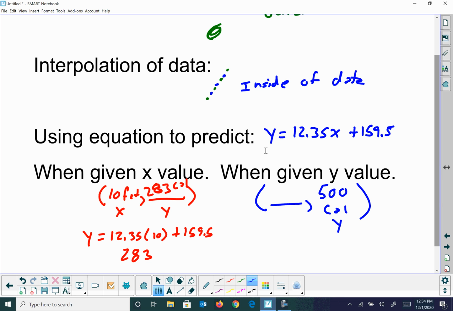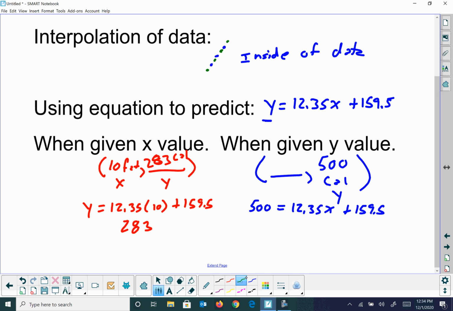So you're going to take that y value and plug it in right here. So rather than y equals, it's going to be 500 equals. We're just going to solve this as a two-step equation like we've been doing all along. It's a little bit bigger, but we can go ahead and do this. And again, if we have a calculator, we shouldn't fear the numbers too much. So this comes out to 340.5. Then I get 12.35x.